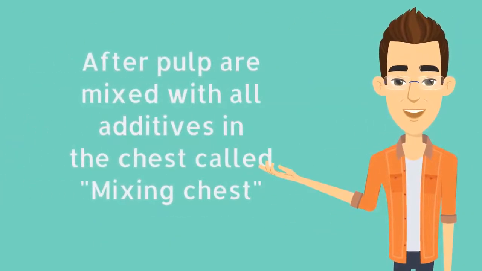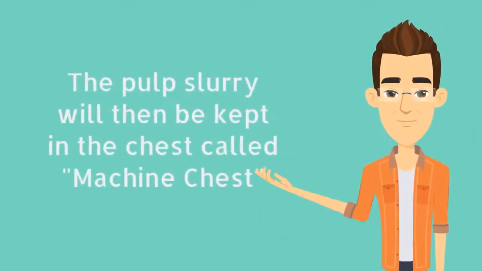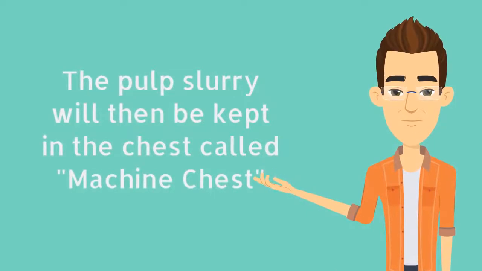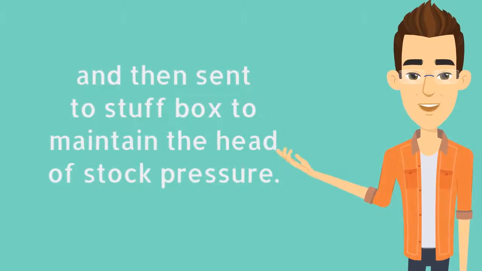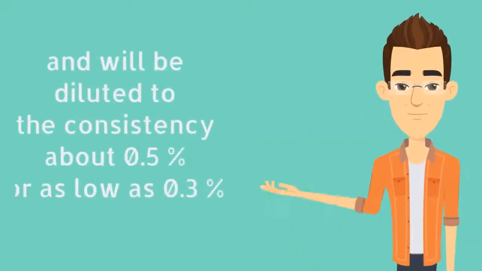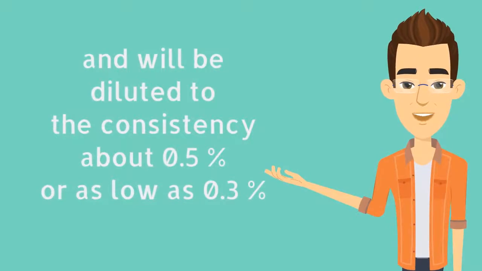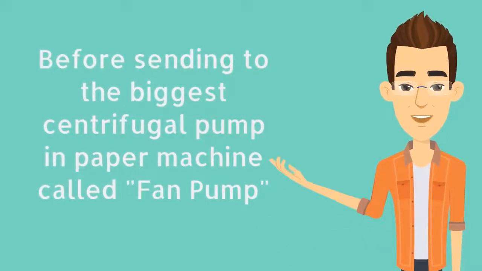After pulp is mixed with all additives in the chest called the mixing chest, the pulp slurry will then be kept in the chest called the machine chest, and then sent to the stuff box to maintain the head of stock pressure, and will be diluted to a consistency of about 0.5% or as low as 0.3%, before being sent to the biggest centrifugal pump in the paper machine called the fan pump.